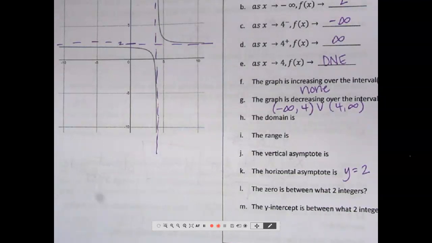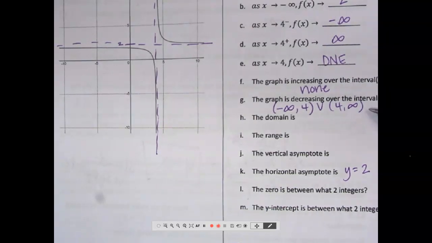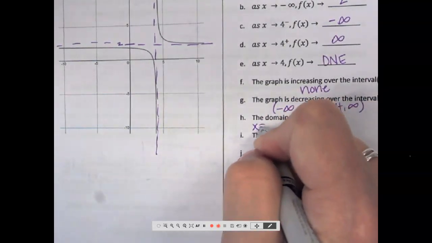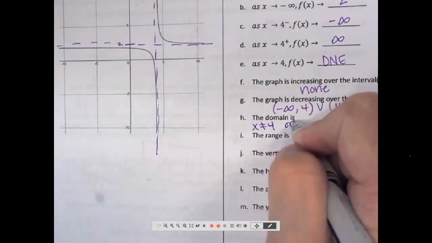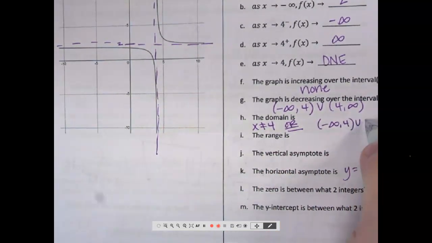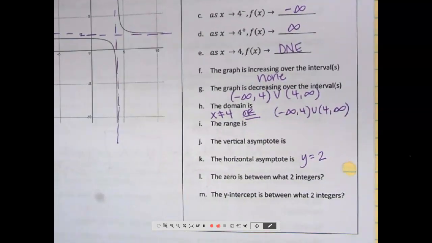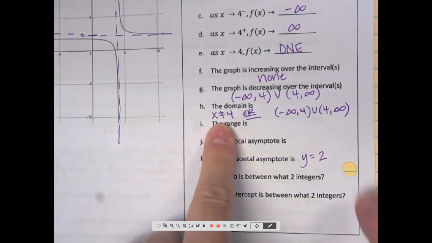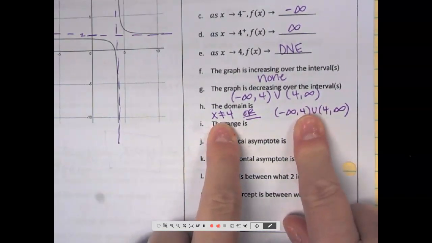Okay, what's my domain here? X cannot be 4. Or I can write the same exact thing here. So let's just do both. X cannot be 4 or negative infinity to 4 union 4 to infinity. So I have to indicate that I don't need to include 4. I have to skip over 4. And that's accomplished with this or this.